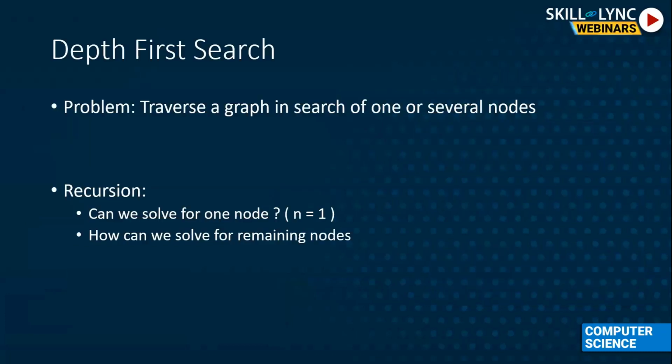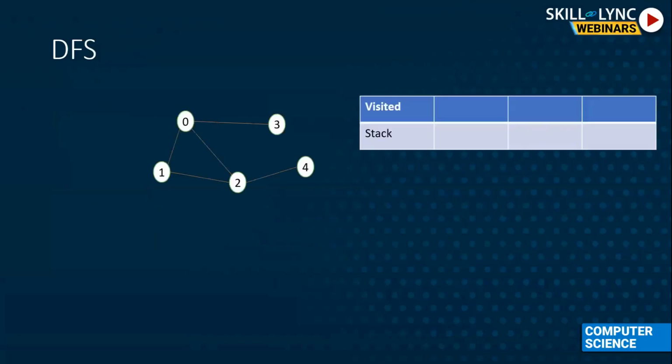Now let's see how we can apply it in the depth first search. This is where things get very interesting. Let's see. So, depth first search. The problem statement is: how do you traverse a graph in search for one or several nodes? So we have to traverse a graph. That is the statement right now. And how do you solve it? We will solve for one node, and then we will simply call the recursive function for all the remaining nodes. Let's look at the base condition for the depth first search.